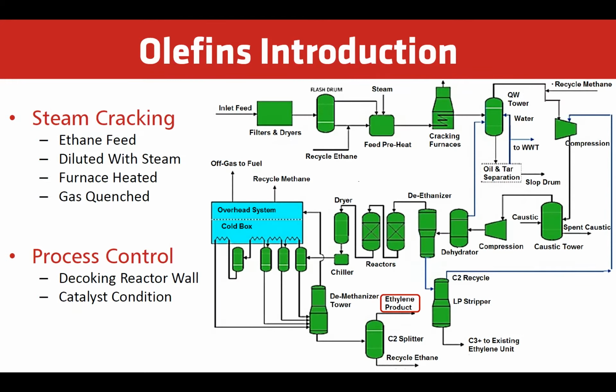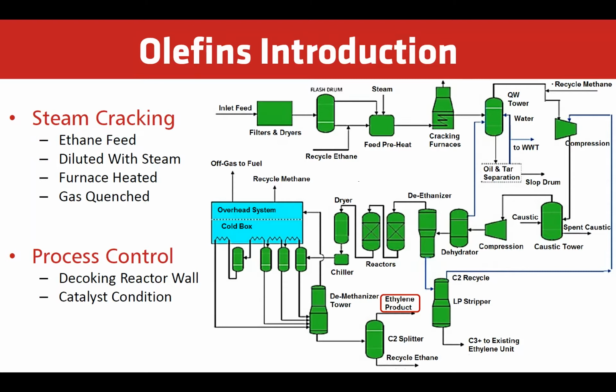Here we have an example of a process flow diagram for how a steam cracking plant operates. Ethane is diluted with steam and briefly heated in a furnace around 850 degrees C. The gas is then quenched to stop the reaction in the heat exchanger or inside a quenching header. Every few months, operators must decoke the reactor walls to avoid reducing efficiency.